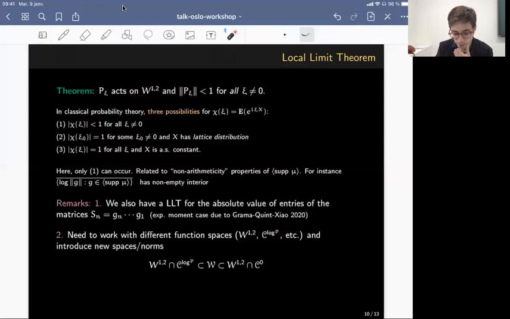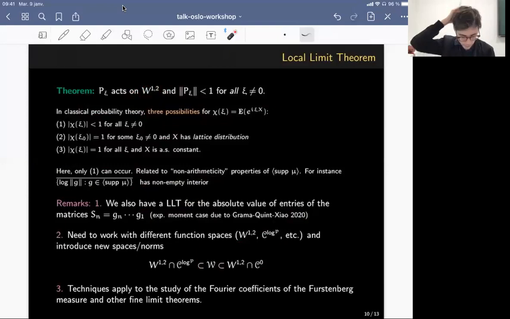And we also had to introduce new function spaces, for instance, some spaces like this W that is sandwiched between Sobolev L^p and Sobolev C^0. Okay, so there's some amount of technical work that we have to do to prove these theorems. And finally, we can also use the same techniques. This will appear in a forthcoming work.